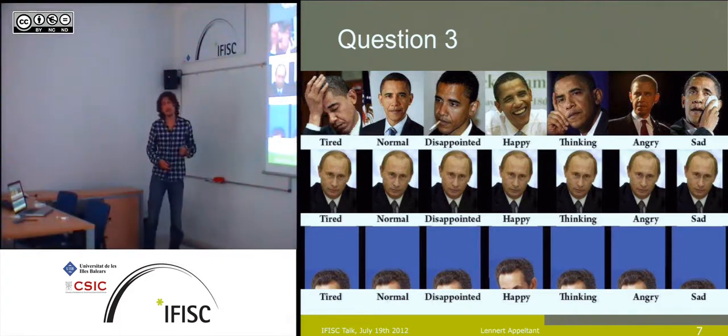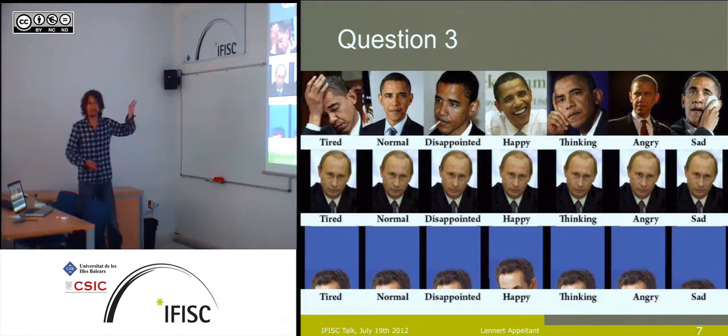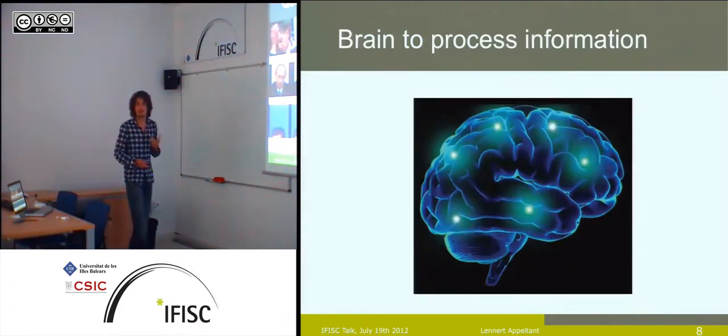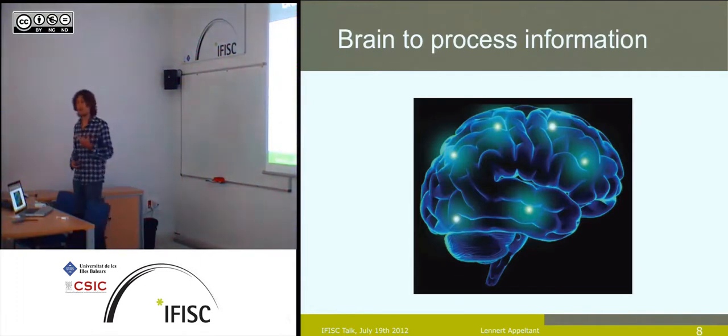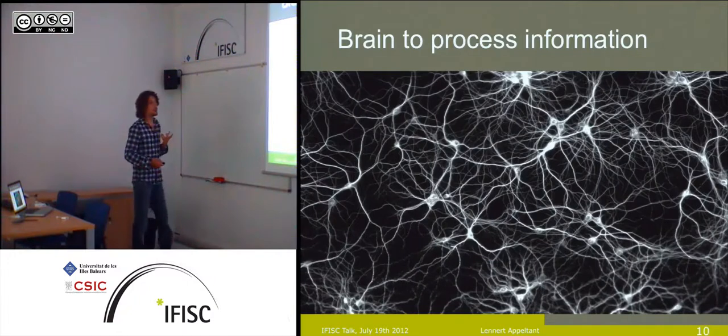Now, why is it that our brain is capable of outperforming a computer in this type of questions and not in the first type of questions? Let's take a look at how our brain really processes information. And we take a look at how our brain is built up.